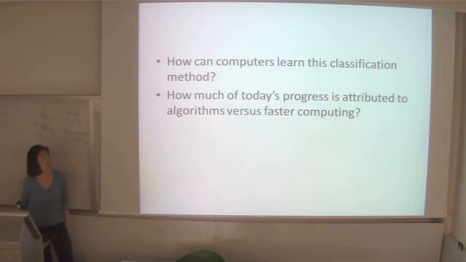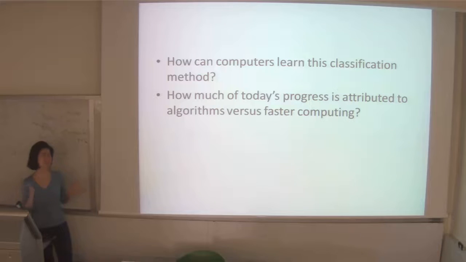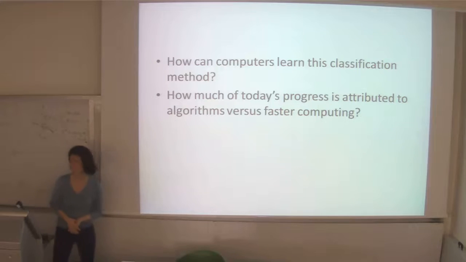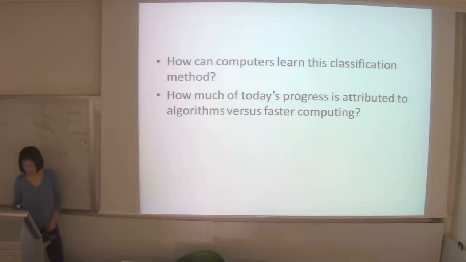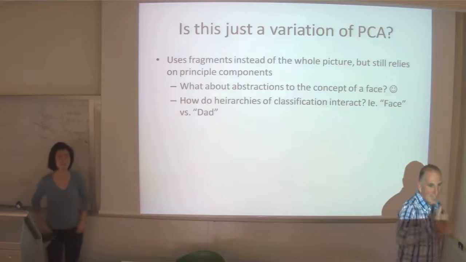And then these are some questions that came from the lecture with Shaul and Udi. Can computers learn this classification method? We as humans just learn it naturally, but how can a computer do that without us inputting an algorithm? And how much of today's progress is attributed to algorithms versus just faster computing and matching? And that's it. Questions from you first, and then.